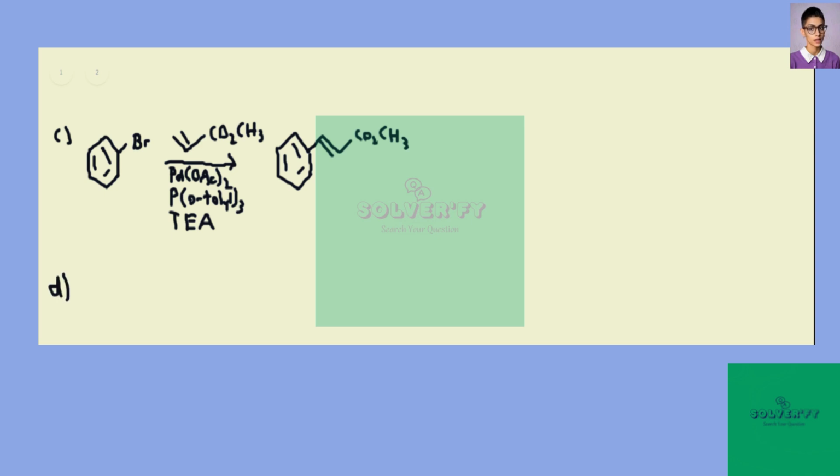Okay. And so lastly, for part D here, again, we're going to start from that same brominated benzene from part A. We're going to make the copper lithium here. So treat this first with lithium, then with copper iodide, and that is going to get us to here.